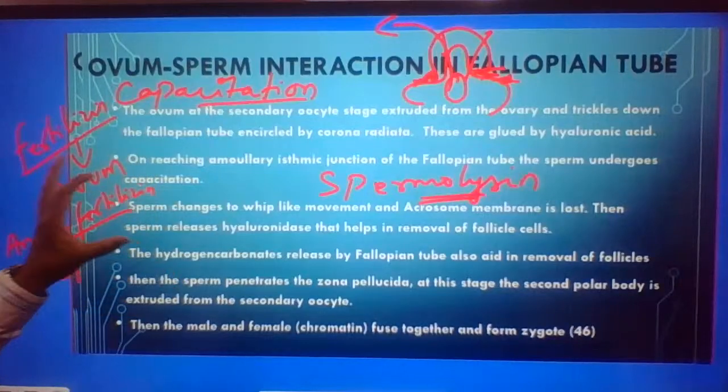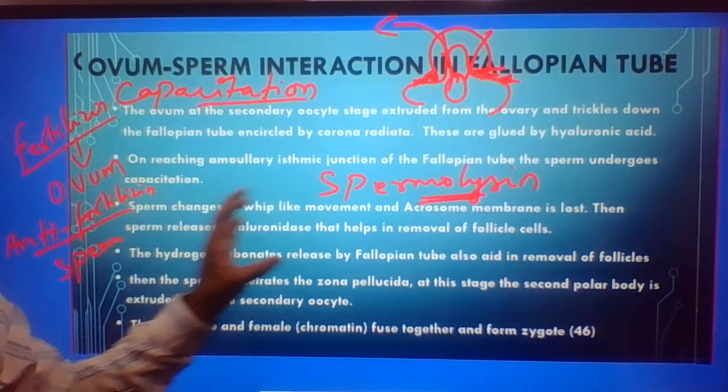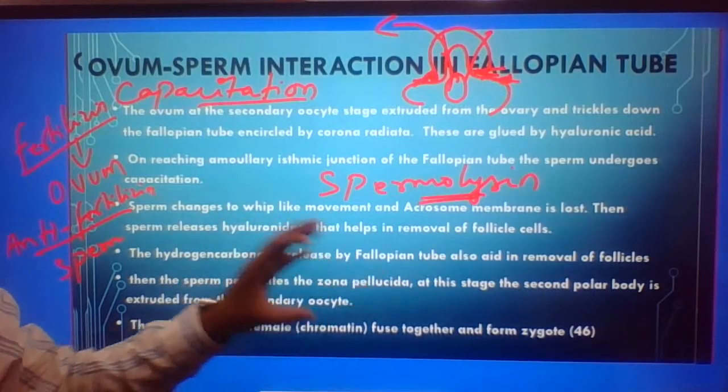At a point in time, this can bind to two to three sperms at a time. Then what happens, this should give some type of affinity, this kind of affinity between the sperms and the ovum.